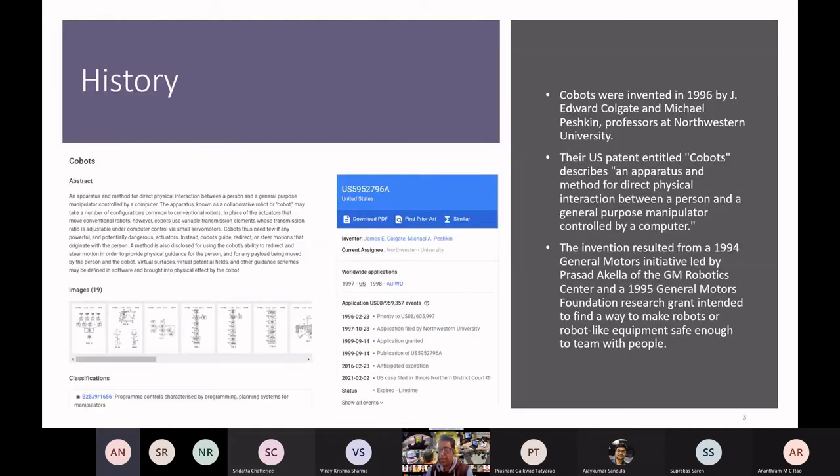So the term CoBot first appeared in this US patent. If any of you are particularly working on CoBot, you may look at this patent document, which you can download from Google. It was invented by Professors Edward Colgate and Michael Peshkin of Northwestern University. The definition they use in the patent document is an apparatus and method for direct physical interaction between a person and a general purpose manipulator controlled by a computer. It resulted from a 1994 General Motors initiative. So in that respect, this is not a very old concept.